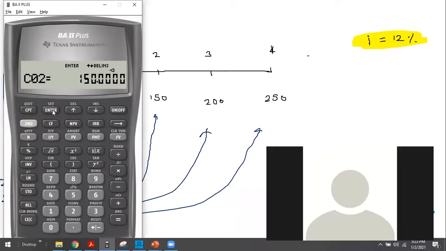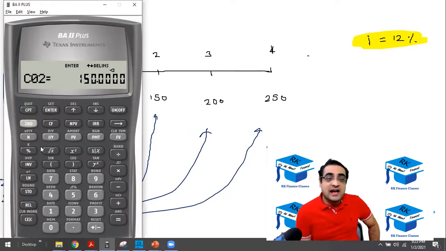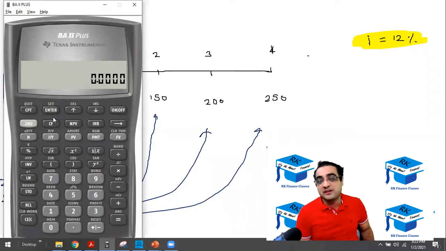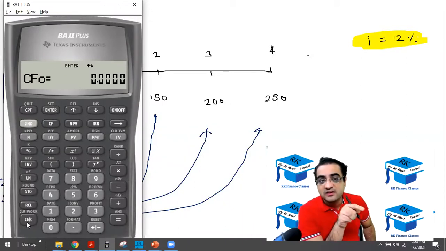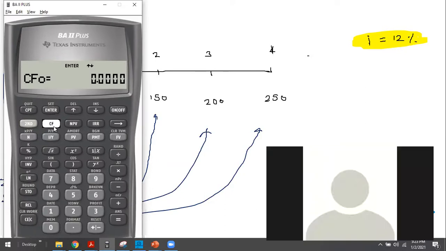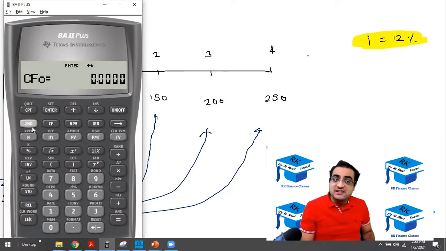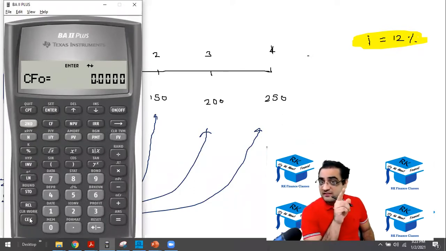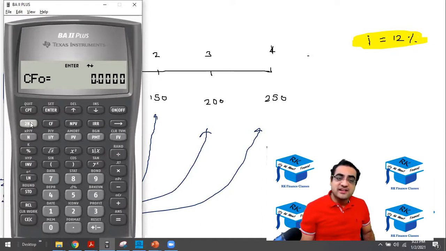So the previous data is still there. That's okay. Press 150 and press enter. I repeat, press CF and press second clear work. That will clear the memories. You're not pressing second clear work, and that's the reason the previous data was there. Okay. Press CF and press second clear work at the start. Previous data should not be there. CF and then second clear work will delete the previous data.